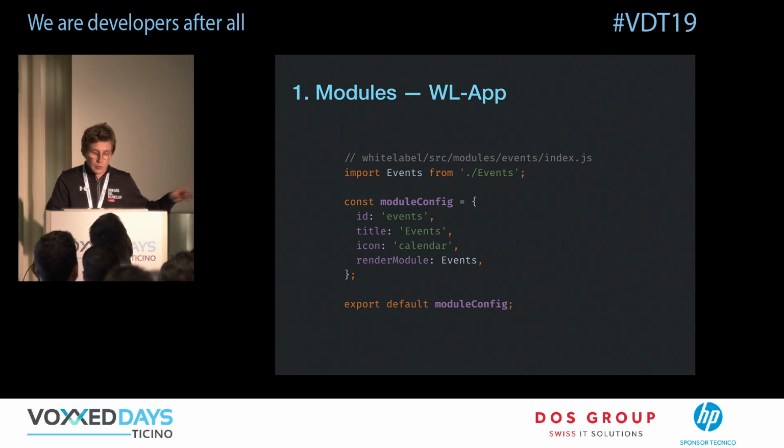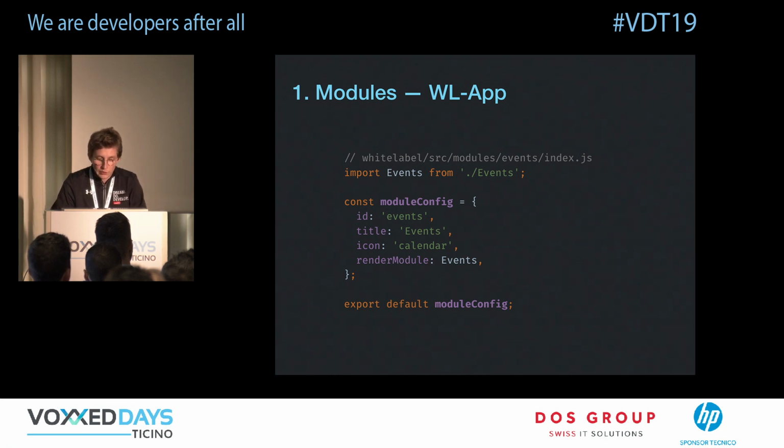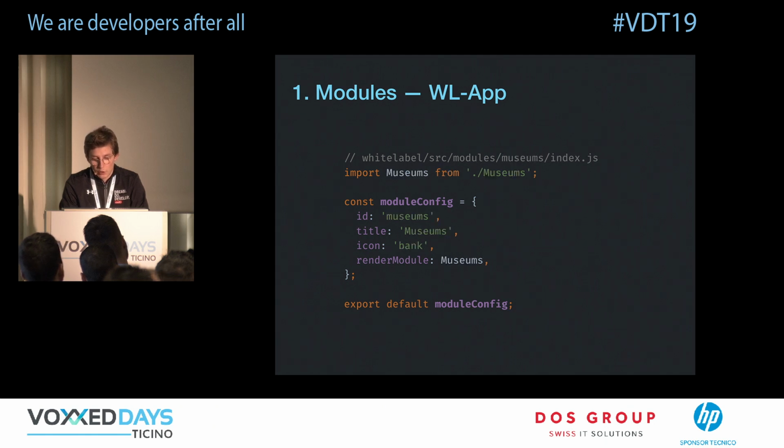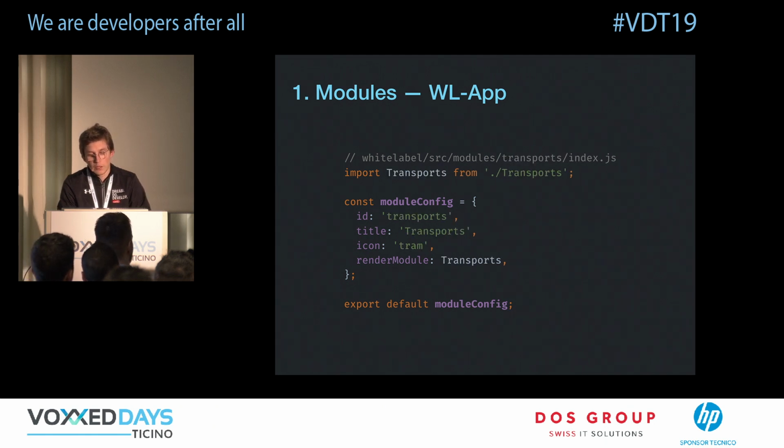a module configuration. And the module configuration specifies an identifier for the modules, a title that will be used in the bottom tab navigator as long as the icon, and a render module field, which is actually the component representing the module, so what you are going to see. And we export this configuration. We did this for the events, and we can do this also for hikes, for museums, and transports. And you see the structure is always the same, but we change the values, obviously.